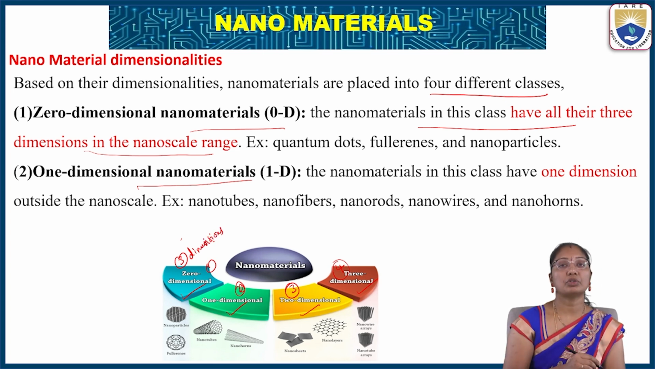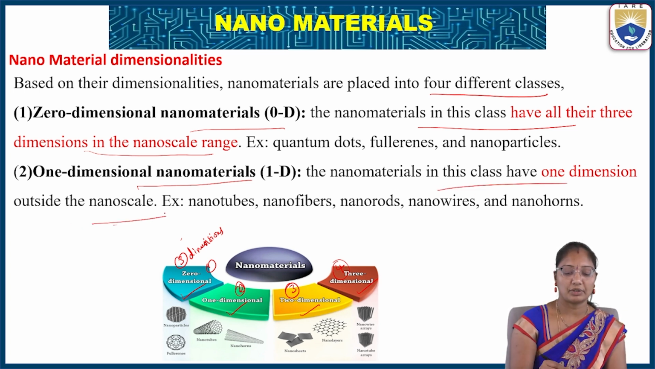Coming to the one-dimensional materials, these nanomaterials have 1 dimension outside the nanoscale. The two-dimensional ones have 2 dimensions outside the nanoscale, and the three-dimensional ones have 3 dimensions outside. That is nothing but 0D, 1D, 2D, 3D. These are the 4 stages based on their dimensionalities.